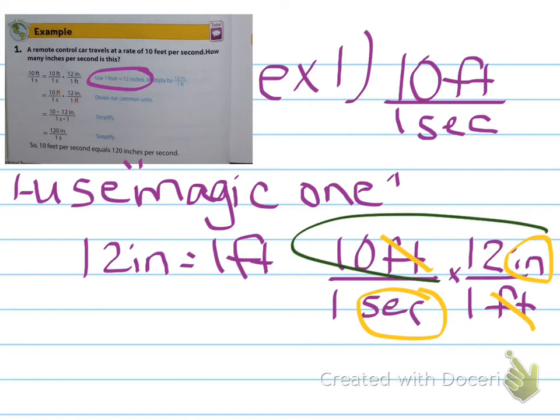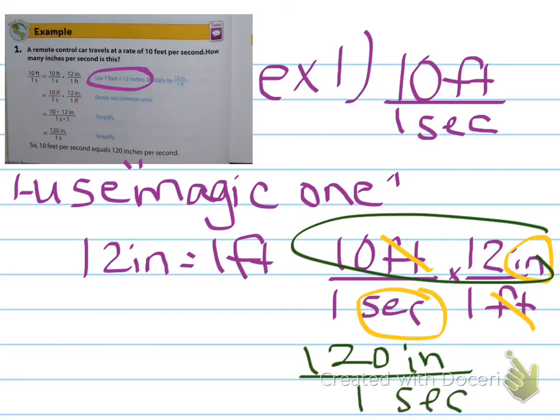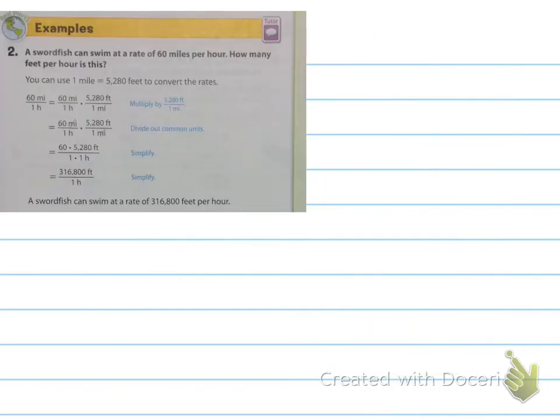I'm going to do 10 times 12 inches, which is 120 inches. And then 1 second times 1 is 1 second. And so my final answer is 120 inches in 1 second, or 120 inches per second. And remember, if you need to pause more, just because I'm moving ahead because you're still writing, that's okay. Alright, example number 2. I'll start down here this time.